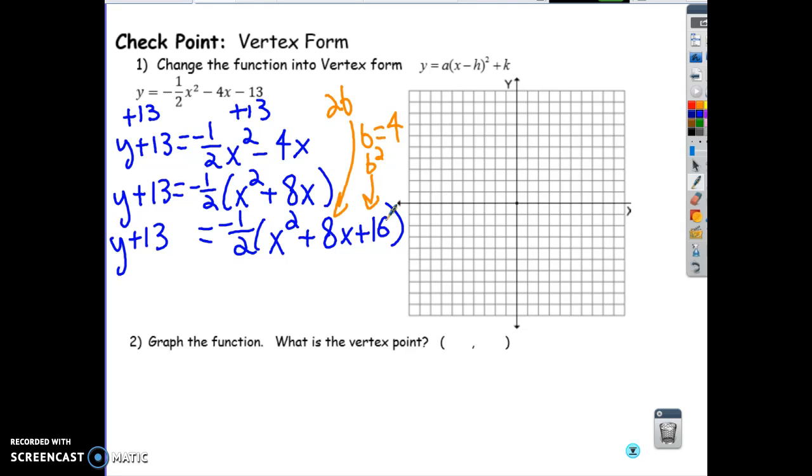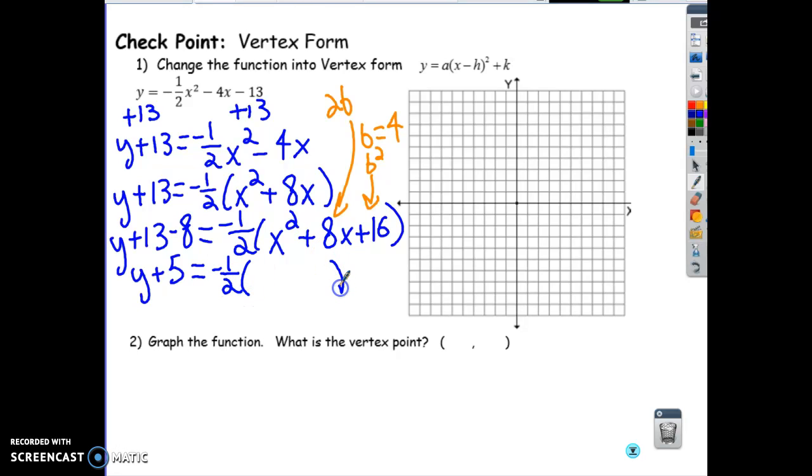But remember, we need to add it to the left side. But we've got to multiply it by the negative 1/2 first. So really, we're going to subtract 8. So if I simplify the left side, I'll get y plus 5 equals negative 1/2.